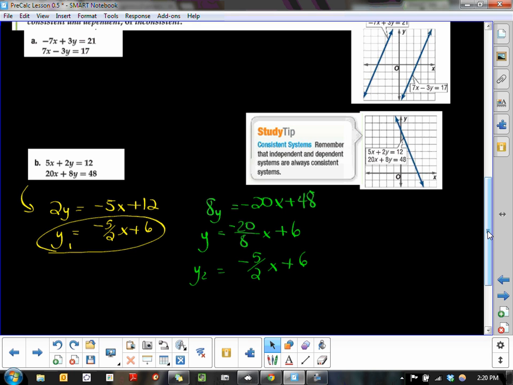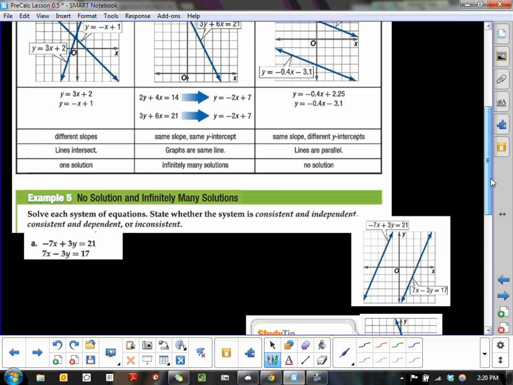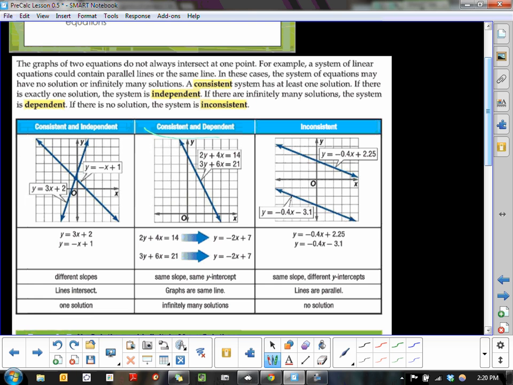So now we'll look at our two resulting slope-intercept forms. They have identical slopes and they have identical y-intercepts, which means we have the exact same line. So if we were to graph them, they'd be one line on top of the other, as they're indicating here. And if you have two lines that lie on top of each other, we know that they are going to be labeled with this consistent and dependent classification.